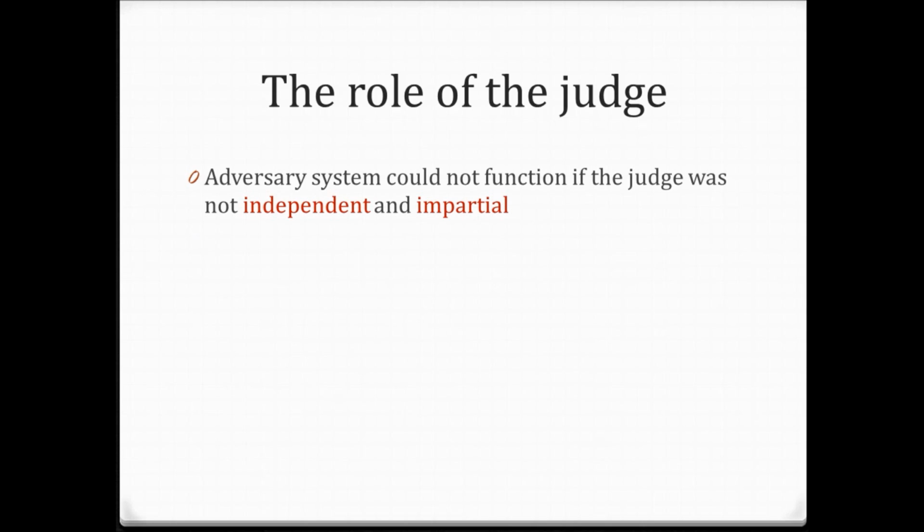The adversary system, it just wouldn't work really if the judge was not independent and impartial. They need to be an independent umpire that ensures the contest is fair for both parties. So they can't favour either side. And the idea is that if the parties have an equal chance to win, then the party that has truth on their side should win, and the truth should emerge that way.